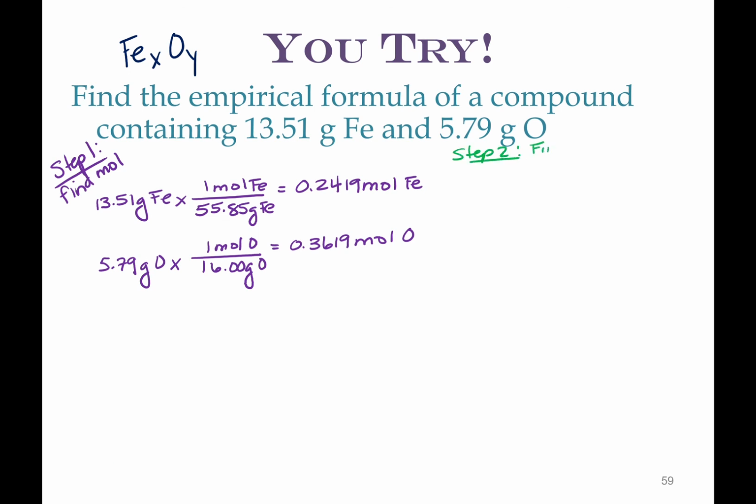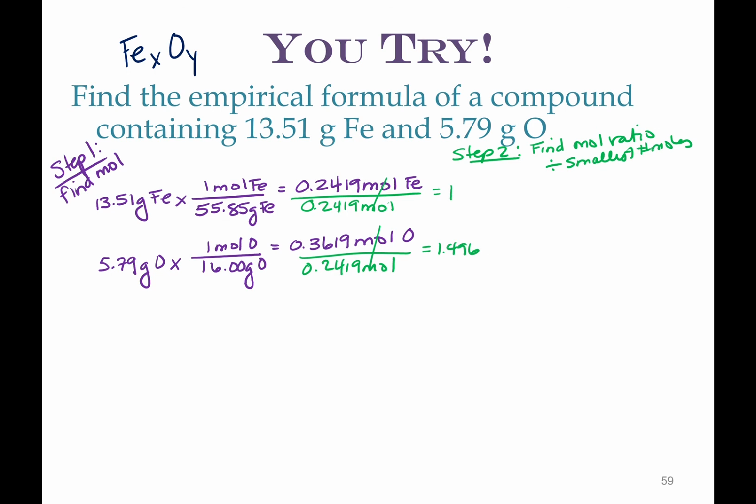Step number 2 is find the mole ratio by dividing by the smallest number of moles. So which is smallest, 0.2419 or 0.3619? 0.2419 is smaller. Yep, so this is equal to 1. And this is going to be equal to, let me just do this on my calculator again real quick, 0.3619 divided by 0.2419 gives us 1.496.